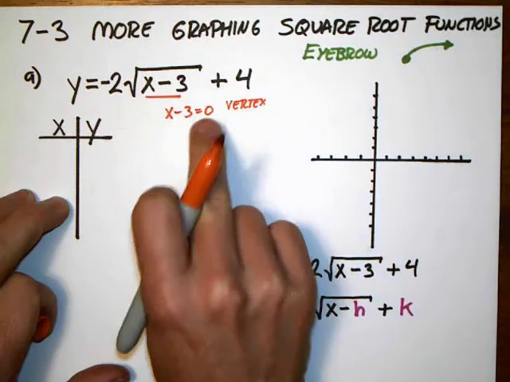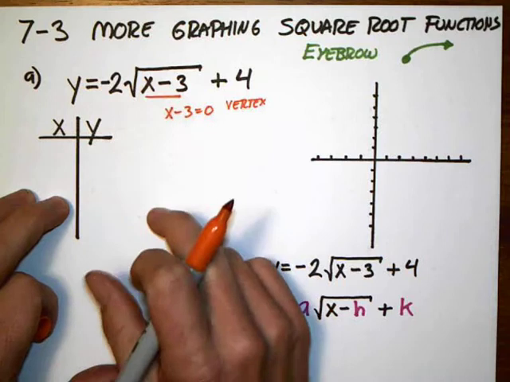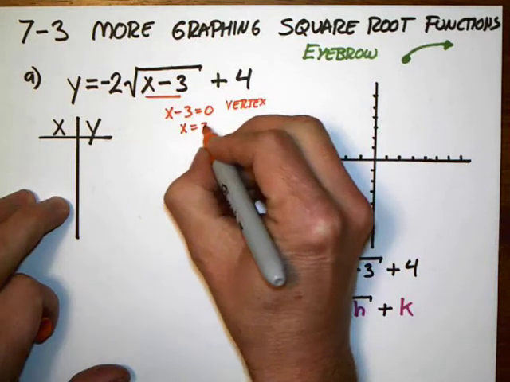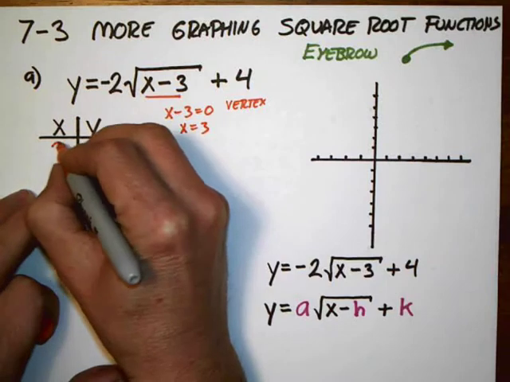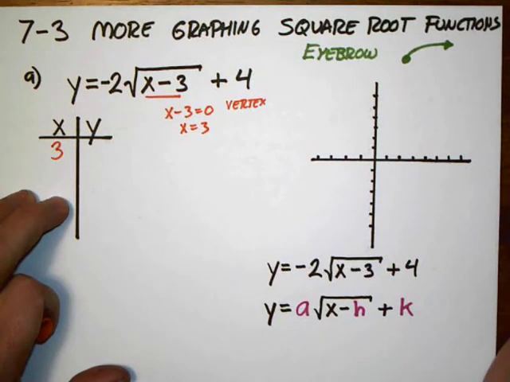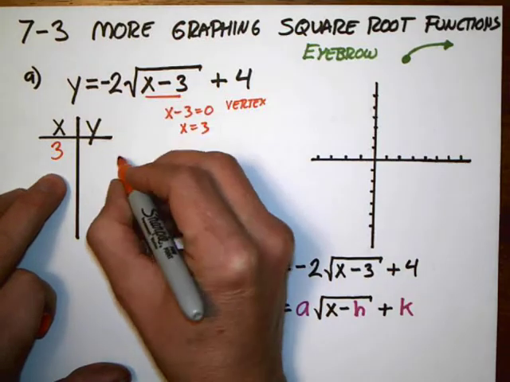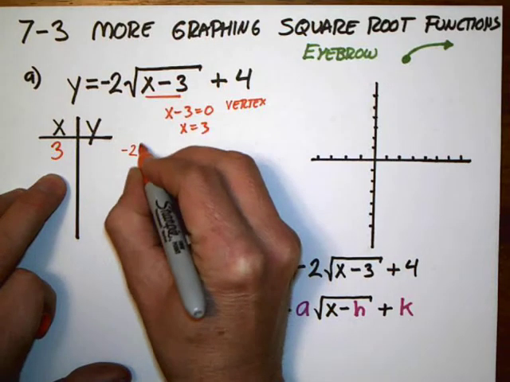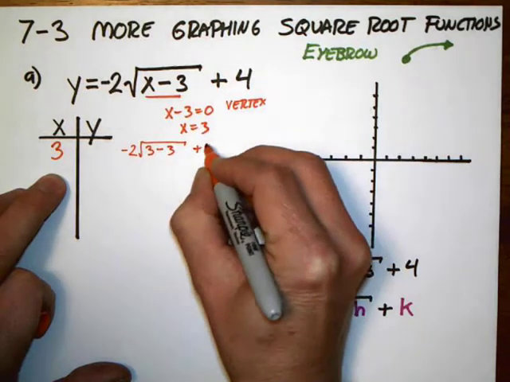If this number is less than 0, then we have an imaginary number in here, and it doesn't make any sense. So when x equals 3, that's going to be the first point that matters. So x equals 3 is going to be the x value of our vertex. And calculating the y value is going to get a little complicated. We have a minus 2 out in front times the square root of 3 minus 3, plus 4.